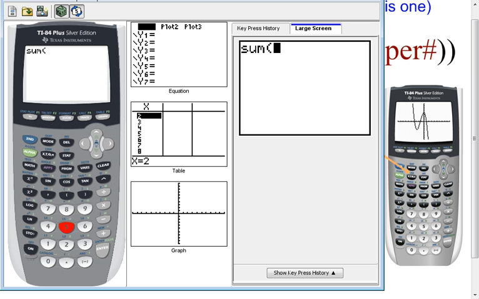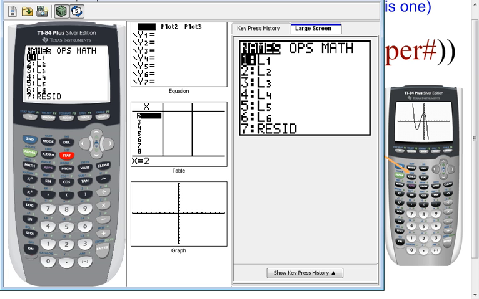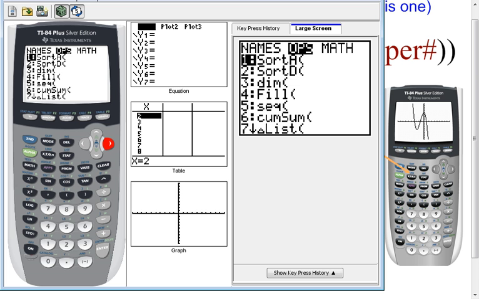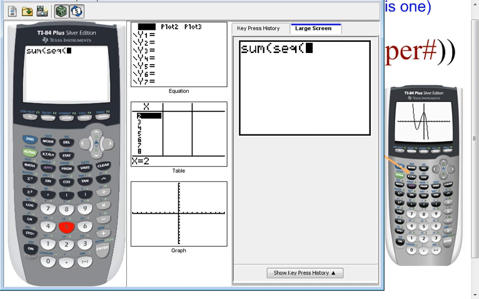Then you need to do sequence, which is second stat. Again, over to math. No, over to ops, sorry. And then sequence, which is number 5. So I'm going to sum the sequence. Then I'm going to put the formula in. The formula in this case was 4n plus 1. You're going to have to put x in. So 4x plus 1. And I missed the plus sign here. Then you need to put the comma. The comma is right above the number 7.